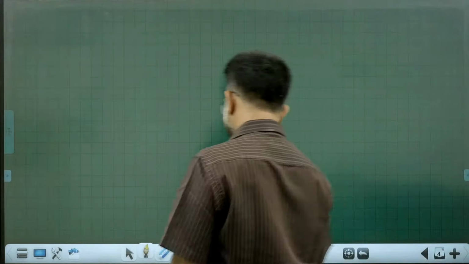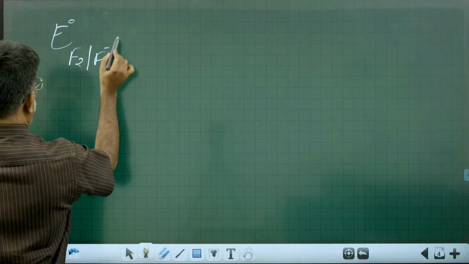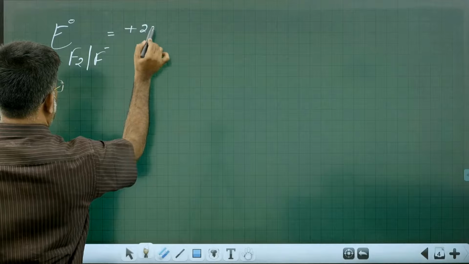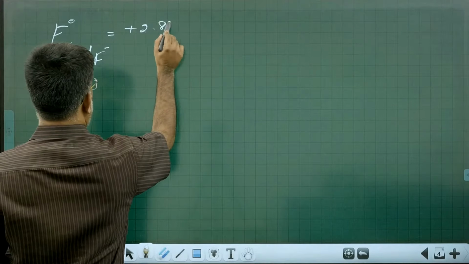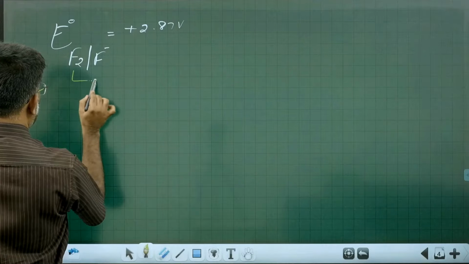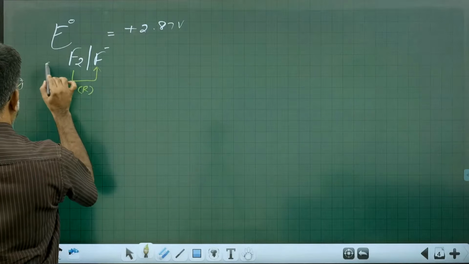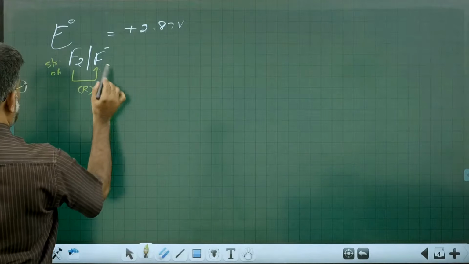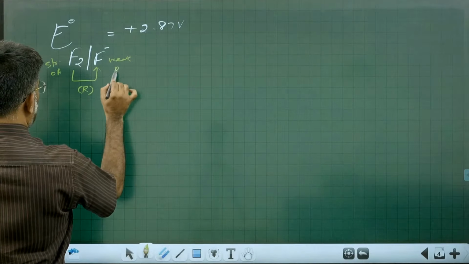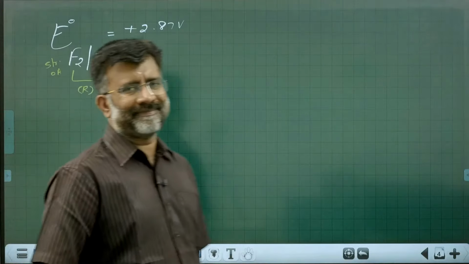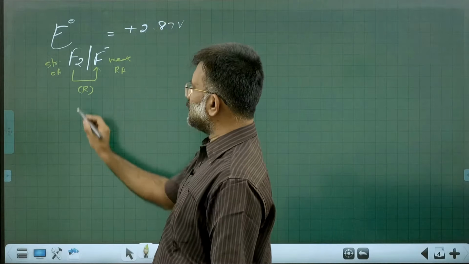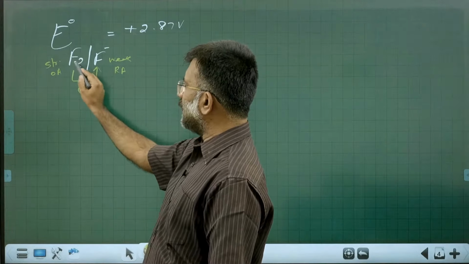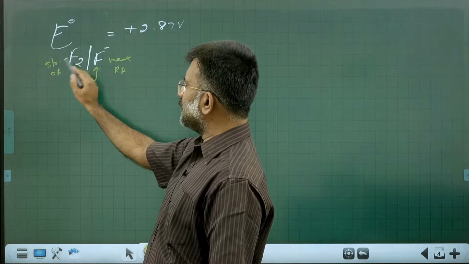See, the E naught value of F2|F minus is a very high positive figure, 2.87 volt. That means this is easily reduced to this, and this is a strong oxidizing agent. This is a weak reducing agent. That is the point. Keep it in mind clearly. A high reduction potential means this is easily reduced to this, and this is a powerful oxidizing agent, and this is a weak reducing agent.